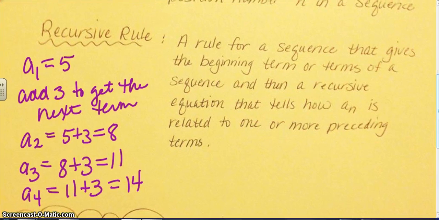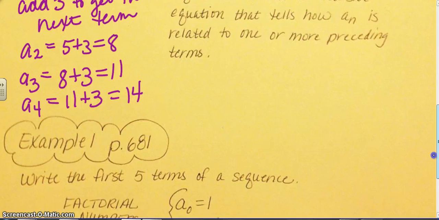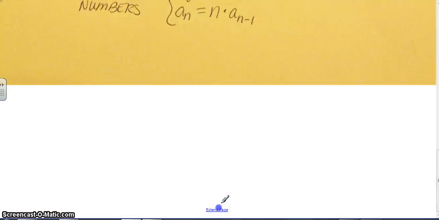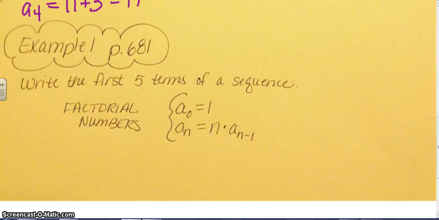Here's an example of a recursive rule. Now, I'm starting here with a sub 0. You don't always have to start with a sub 1. So far that's all we've done. But you can start with a sub 0. So in this case, and by the way, this is an example straight out of your book. It's on page 681. It's example 1.